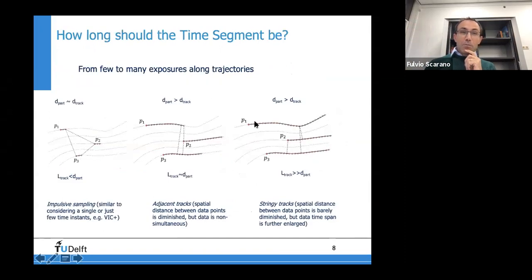So let me move here. An important point that we have to address is how long the time segment should be. Can it be just 2 exposures, or should it be 2 million exposures? And can we identify regimes in these types of time segments? We have thought about it with Gabriel, and we defined 3 regimes. One is called impulsive sampling. It is a regime whereby the particle tracer is followed over a relatively short distance. So the distance of the track, L track, is typically smaller than the distance between particles.